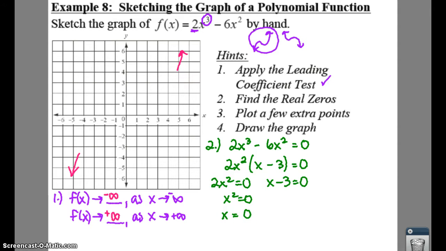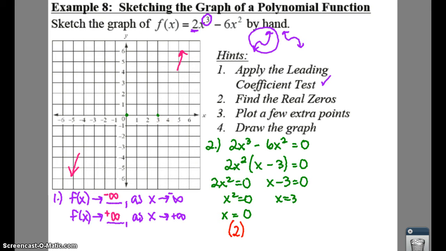Now you do have a multiplicity of 2 here. So remember, if you have an even number of multiplicities, that means at 0 your graph is going to be touching it. Your graph is going to be going down to 0 and coming back up, or it's going to be going up to 0 and coming back down. It doesn't go through it. Now here you're going to have a 0 at x equals 3. And so that means over at 3, your graph is actually going to be intersecting your x-axis.